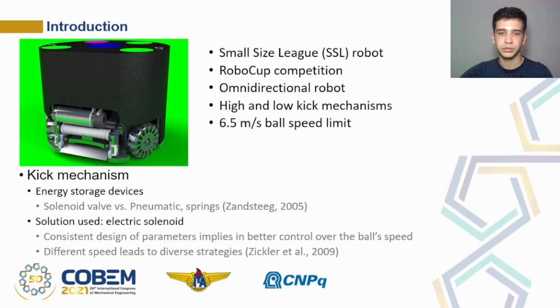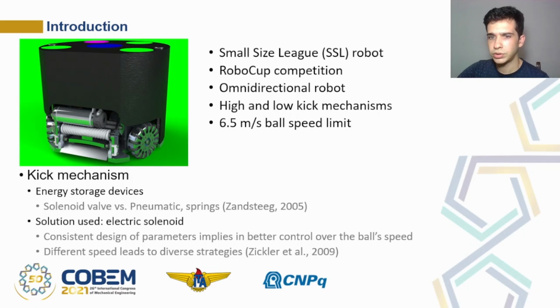As an introduction, small-sized league is a category within the RoboCup competition, a worldwide robot soccer event aiming at AI, artificial intelligence, development. The small-sized league robots are omnidirectional and wheeled robots, and they use low and high kicking mechanisms to pass between robots or to shoot to the goal. The rules are similar to regular soccer. The difference is that they use robots. This work focuses on the kicking mechanisms.